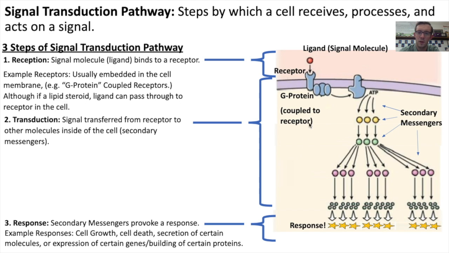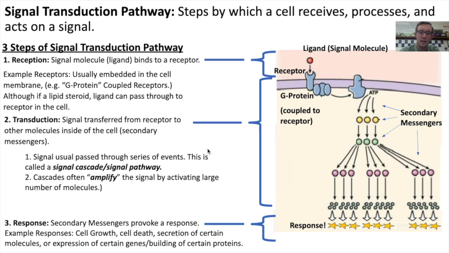A couple of things worth noting about transduction is that the signal usually has to pass through a long chain of events. We call this chain of events a transduction pathway, or a signaling cascade, because it's one event after the other. Another thing worth noting is that oftentimes the initial signal, which starts with just a single molecule, gets amplified by activating a large number of molecules in the process of transduction.